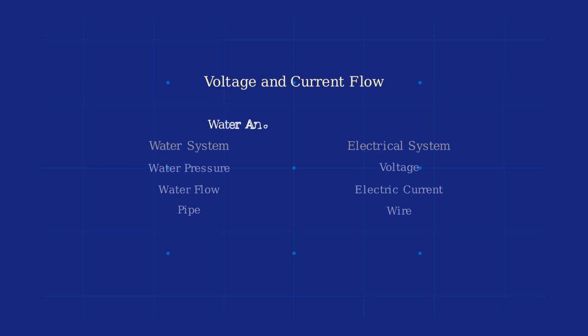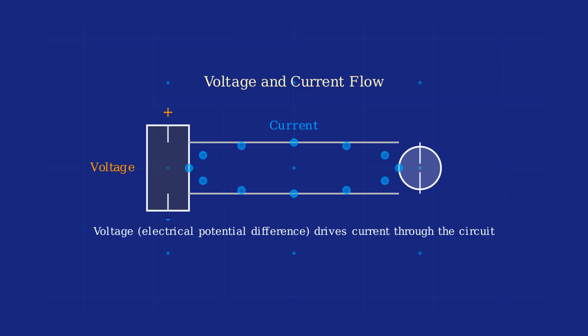Voltage is the electrical potential difference that drives current through a circuit. We can understand voltage and current by comparing it to water in pipes. Water pressure is like voltage, pushing water through the pipes. When we connect a battery to a circuit, the voltage from the battery drives electrons through the wire, creating current flow.